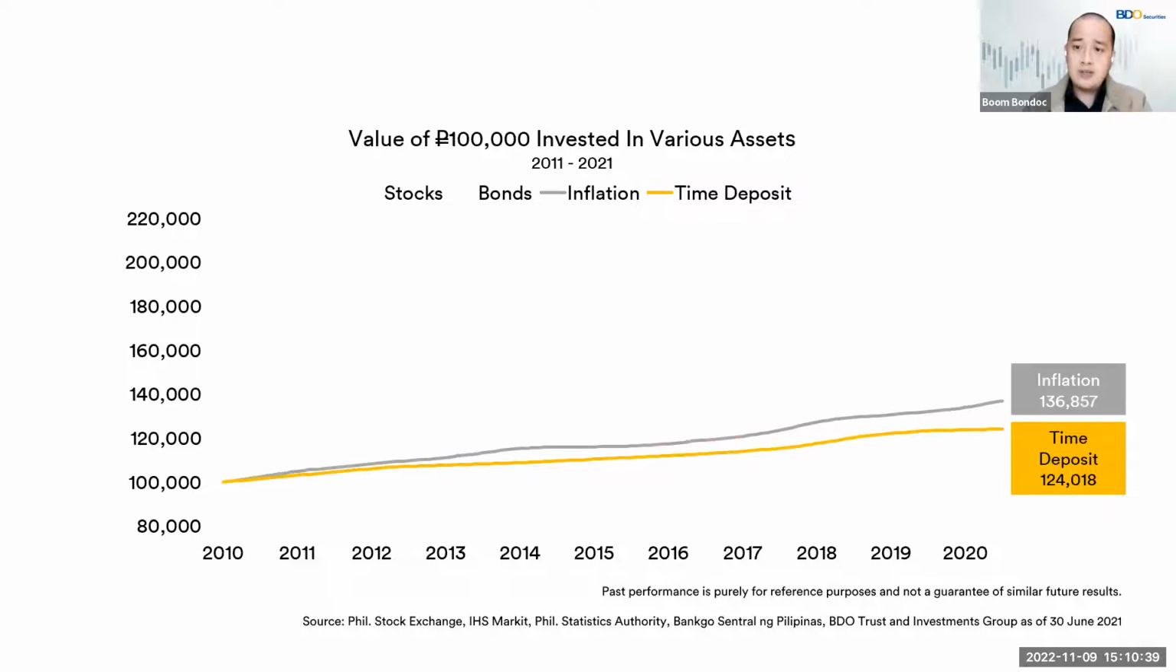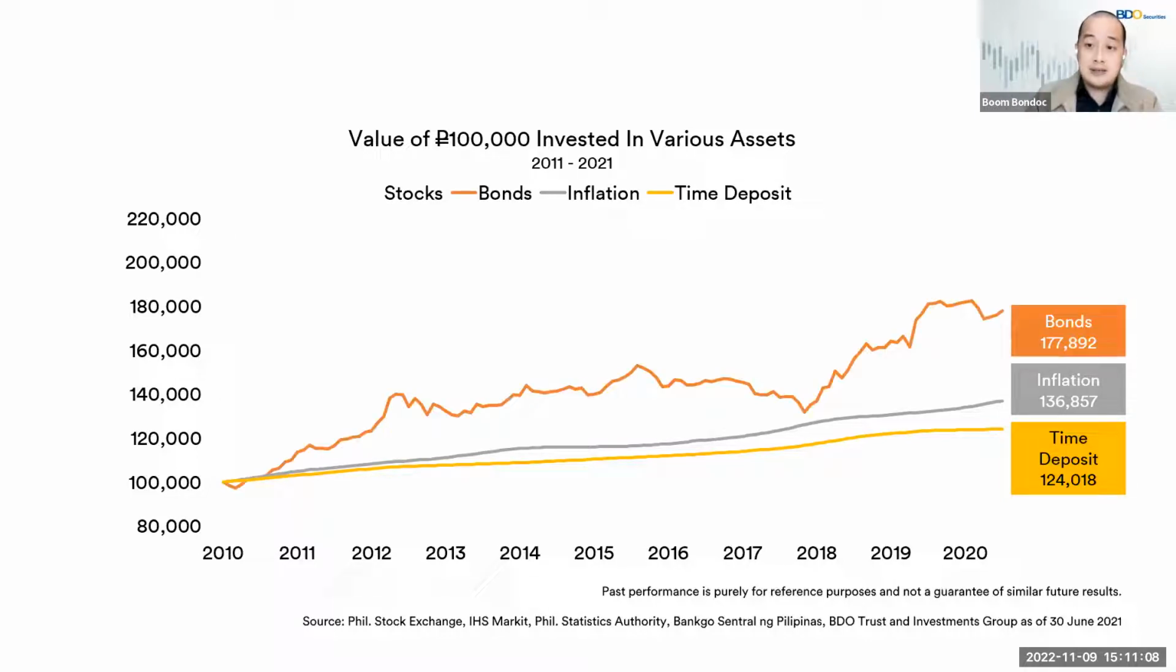However, if you look at inflation, take note, this is just as of 2020. If you invested in inflation, if ever that's possible, then it grew by 36,000. If you look at it, it's quite big, bigger than the 24,000. However, if you invested in bonds or in fixed income back in 2010 for 10 years, you would have earned 77,000.